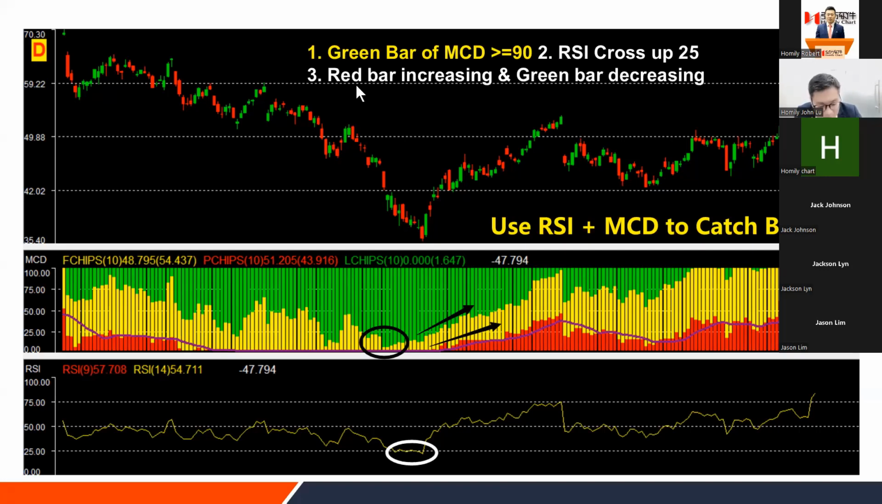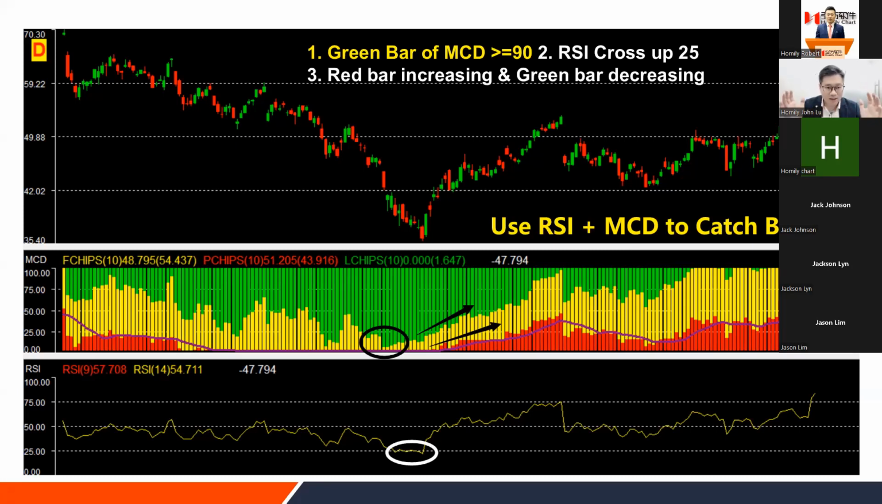Then the third one, red bar increasing, green bar decreasing. This represents the bankers, all the big boys, doing the accumulation. So remember, this is the final bottom. Don't be eager to buy. You have a lot of time to buy.